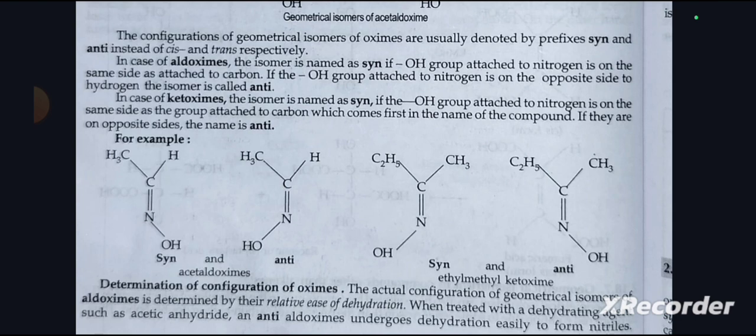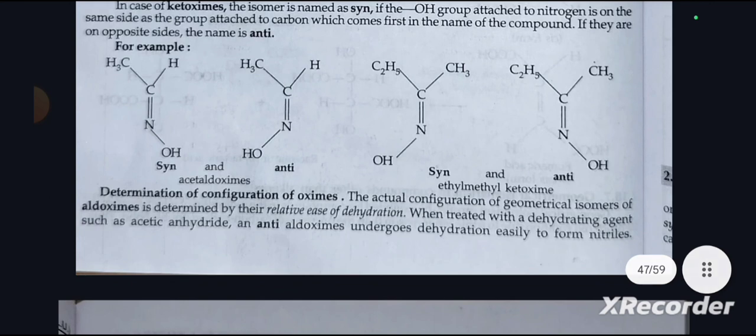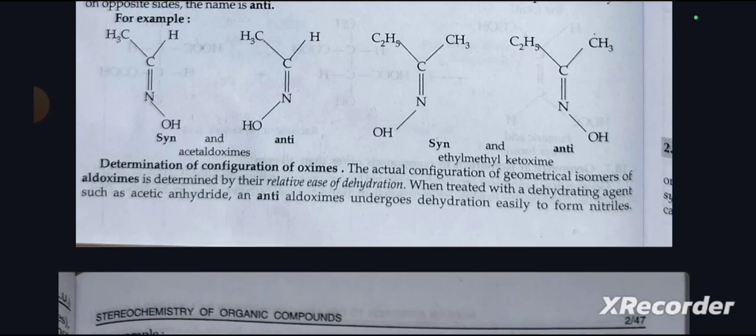In case of ketoximes, the isomer is named syn if the OH group attached to nitrogen is on the same side as the group attached to carbon which comes first in the name of the compound. If they are on opposite sides, the name is anti. For example, CH3CH=NOH syn and CH3CH=NOH anti, aldoximes. C2H5C(CH3)=NOH syn and C2H5C(CH3)=NOH anti, ethyl methyl ketoxime.